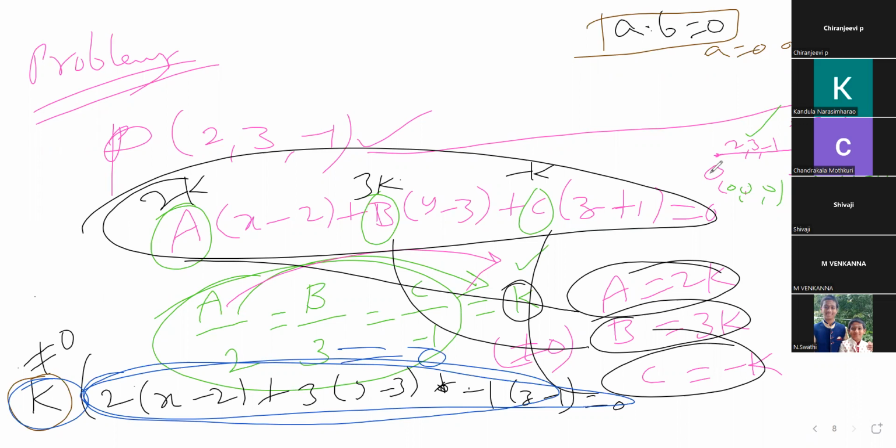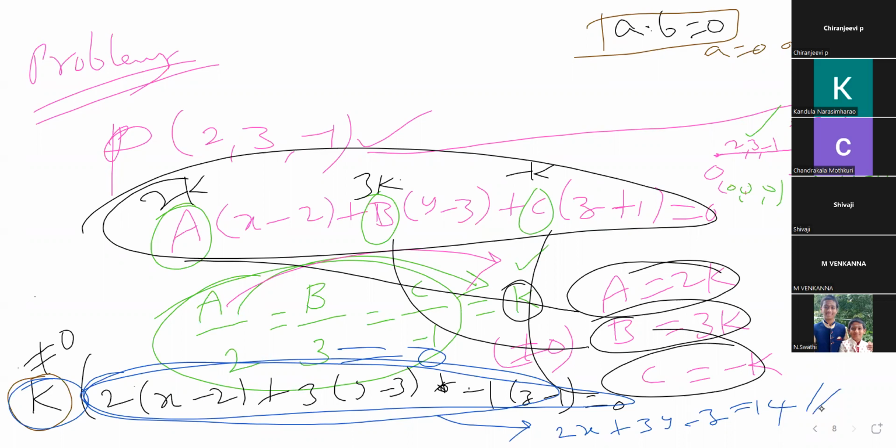When this equals 0, it implies, on simplifying this, you will get the plane equation 2x plus 3y minus z equals 14. This is the equation of the plane for this problem.